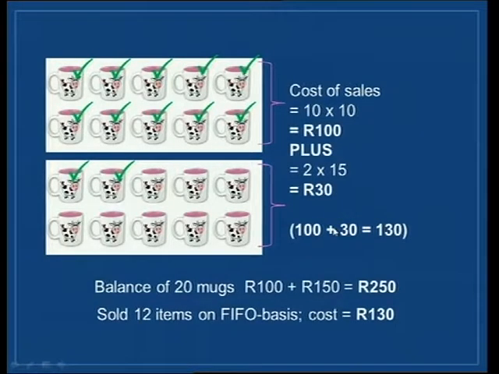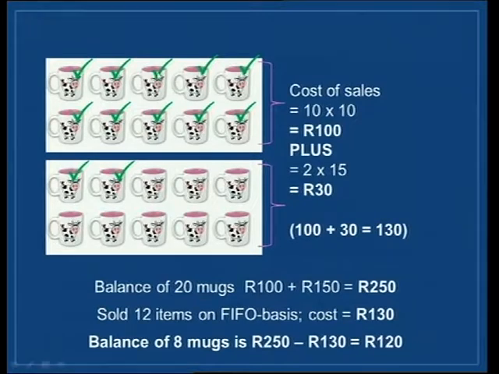Okay, let's say we use the periodic system, where we're not interested in the cost price of the mugs that we've sold, but we are interested in the cost price of the mugs that we didn't sell. Then we will say, okay, the mugs that we didn't sell would be the ones that we purchased last. So how many mugs do we still have? We still have 8 mugs. Remember, we had 20, we sold 12, so now we still have 8. What's the cost price of those 8 mugs? They are all the stock purchased last, so it's the 15 rand mugs. So in other words, you can say 15 times 8, that will give you 120.